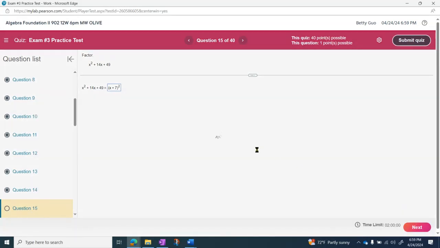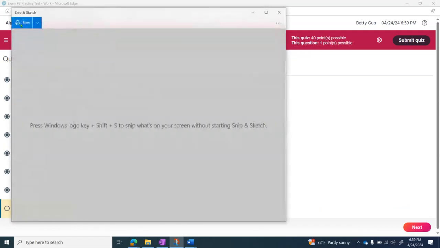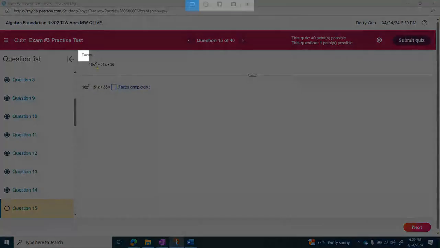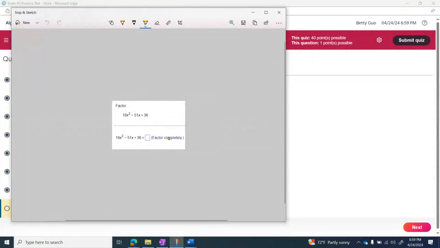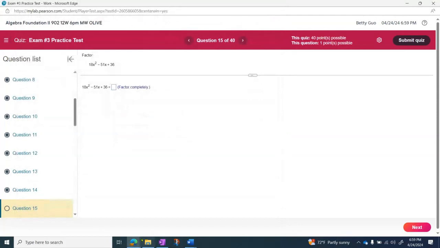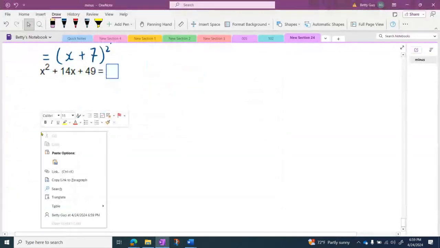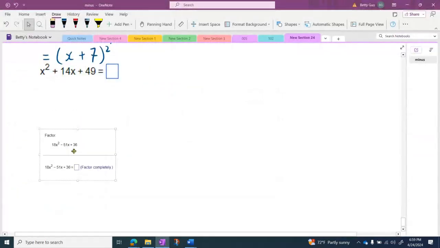Okay, next. This one, so many formulas. I think this one is not a perfect square trinomial. How do I know? Let me explain.